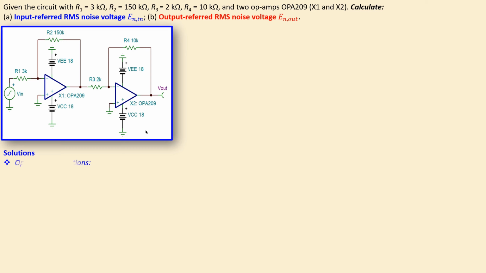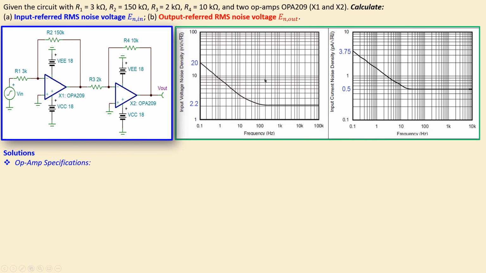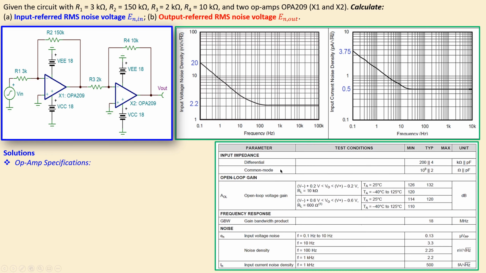Of course we start with the op-amp specification. In this case we have two same op-amps, OPA209, so we can just focus on one of these. So this is the plot you get from the datasheet of this OPA209. This is the plot of the input noise voltage spectral density on the left side, and this is the input noise current spectral density on the right side. And we have also some parameters from the datasheet which will be used in our noise analysis.